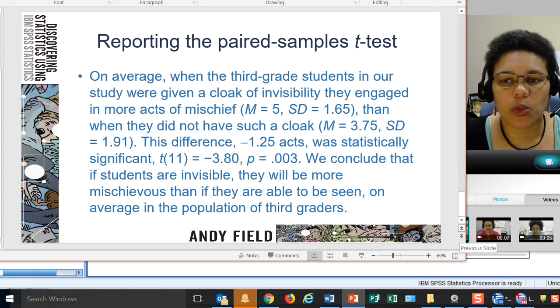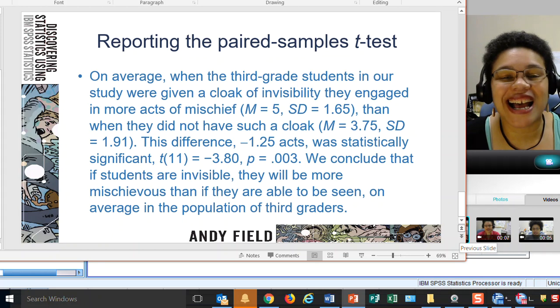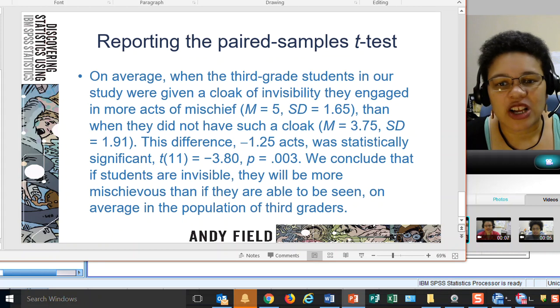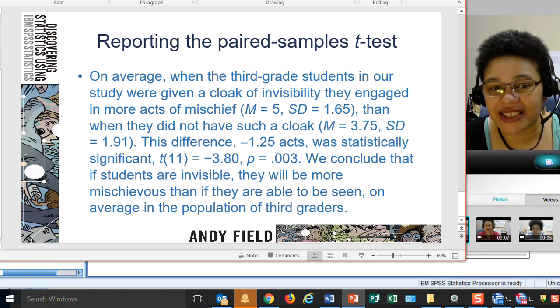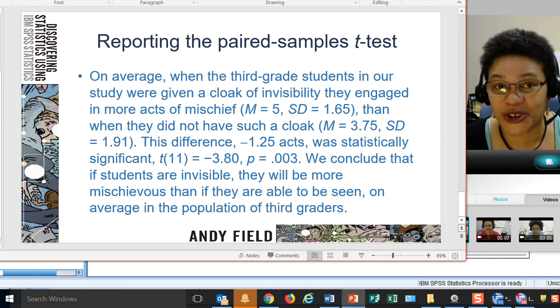Here's how I would report what we just found out. On average, when the third graders in our study were given a cloak of invisibility, they engaged in more acts of mischief, mean of 5, standard deviation of 1.65, than when they did not have such a cloak, mean of 3.75, standard deviation of 1.91. This difference of minus 1.25 was statistically significant, t, degrees of freedom 11, equals minus 3.80, p equal to 0.003. We conclude that if students are invisible, they will be more mischievous than if they are able to be seen, on average in the population of third graders.